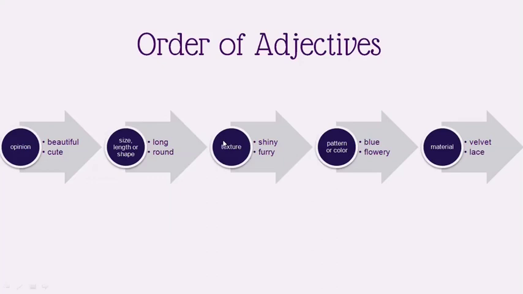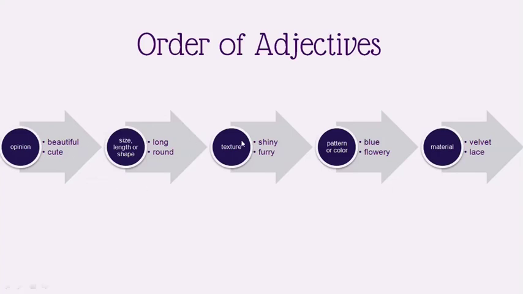Then we have the texture that we mentioned before. You have a pattern or a color. These are also 2 different categories, but you can use them here as one. So blue or flowery, for instance. And at the end, you have the materials. So materials always go at the end. They're not the last category in this sequence because the sequence is usually longer. It has more types of adjectives here. But for now, this is our last category. So we have velvet, lace, fur, or anything like that, wool, cotton, and so on.